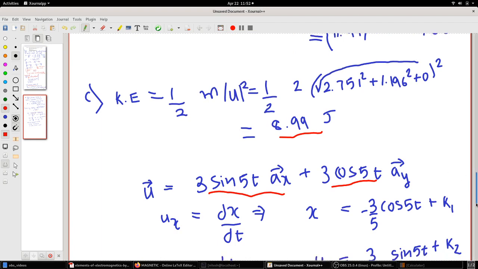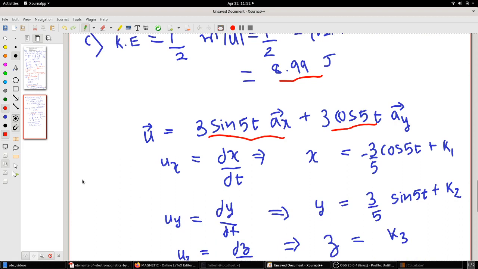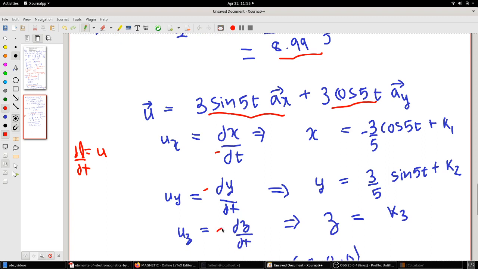So I know that displacement is given as L, then dL by dt is my velocity. I know that. So what it will turn out is the ux component will be the rate of change of x, so dx by dt. The uy component will be dy by dt and the uz component will be dz by dt.